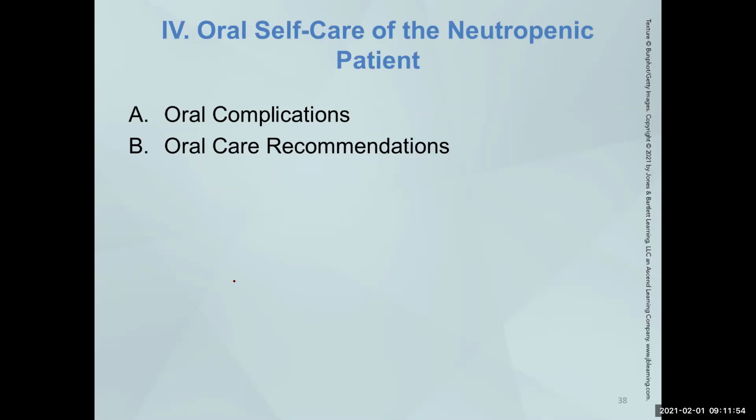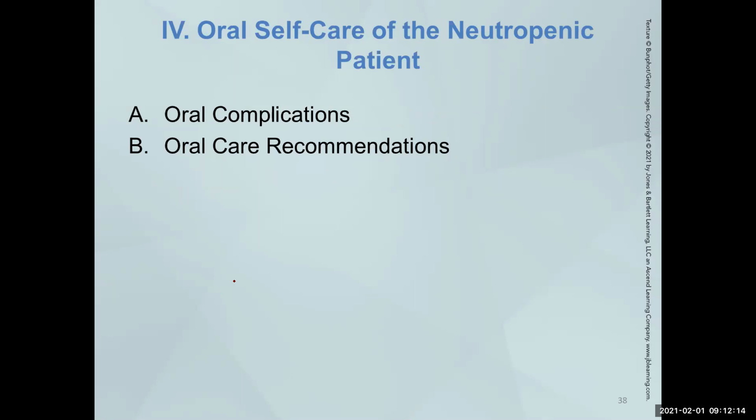What is a neutropenic patient? Is anybody following along in the book?